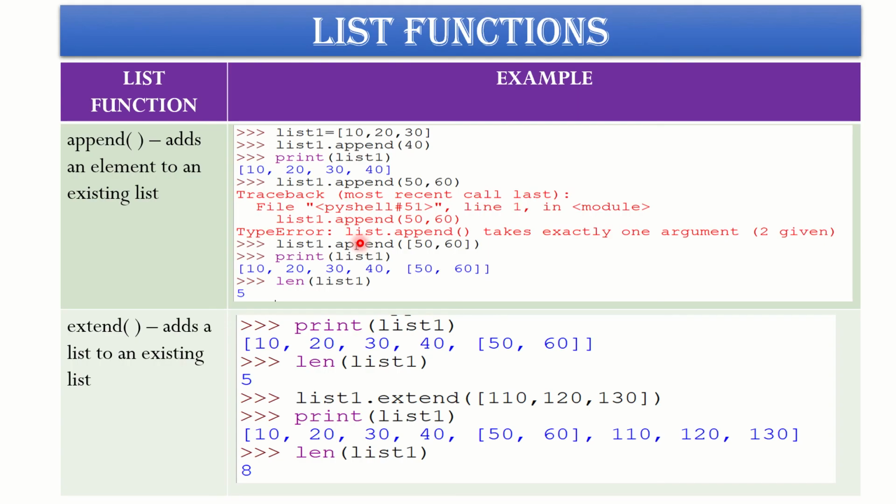Now we are going to look at the various list functions and also see the difference between them. Let us start with the append function. The append function, as you all know, is used to add a value or an element at the end of the list.